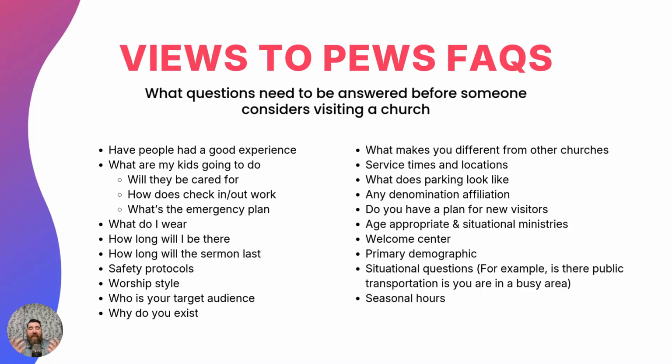And we do that by proactively answering some questions. Now, we like to call these the Views to Pews FAQs. And so these are some of the things that you'll be able to think through and answer on your behalf, or on behalf of your website. You want to make sure that you're proactively addressing some of these things.